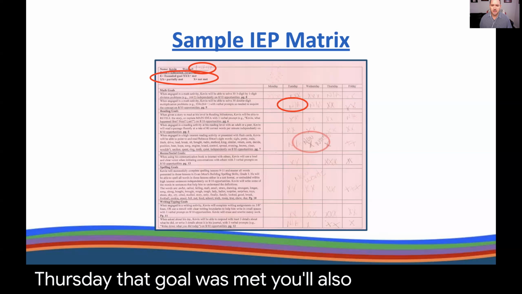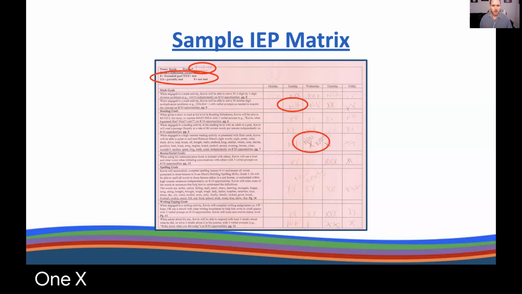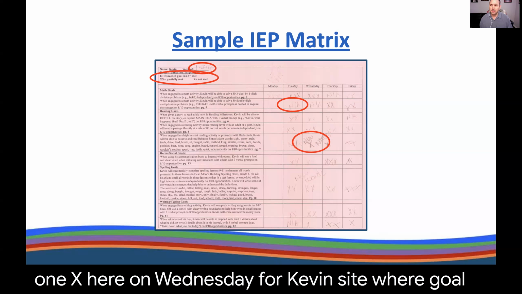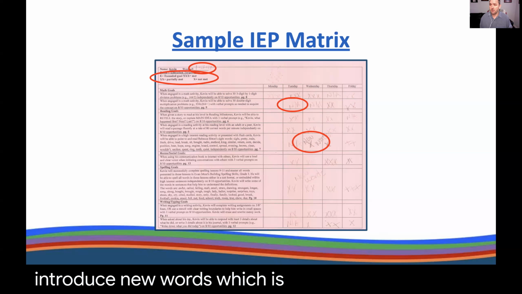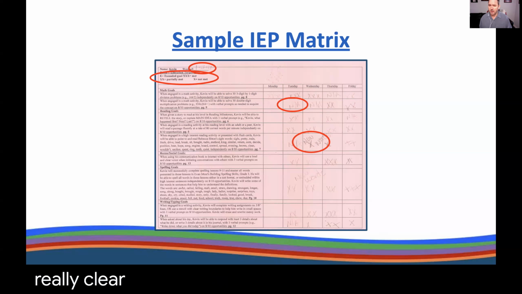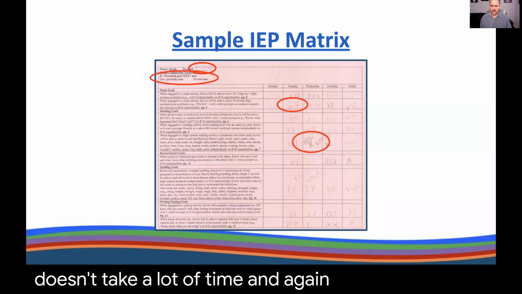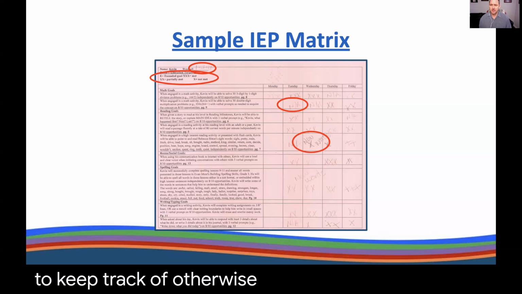You'll also notice there's a 1X here on Wednesday for Kevin's sight word goal. So he was not meeting this goal because they introduced new words, which is understandable. So it's a really clear way for people to annotate, and it doesn't take a lot of time. And again, like I said, you want this to be very simple to keep track of. Otherwise, people just don't typically do it if it's hard to do.